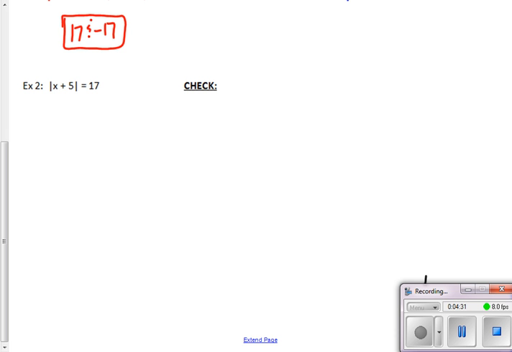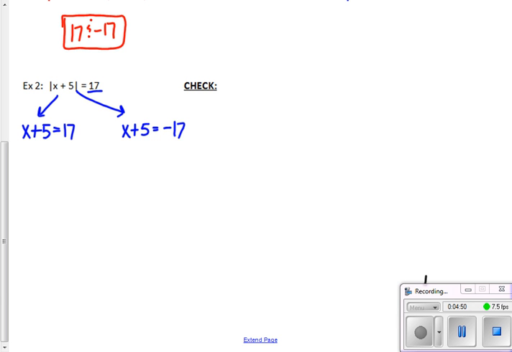Example 2, a little more difficult. Not too bad though. 2 cases. So go ahead and write out both cases. Get rid of the absolute value sign. So we have x plus 5 equals positive 17. And we have the second scenario where x plus 5 equals -17.